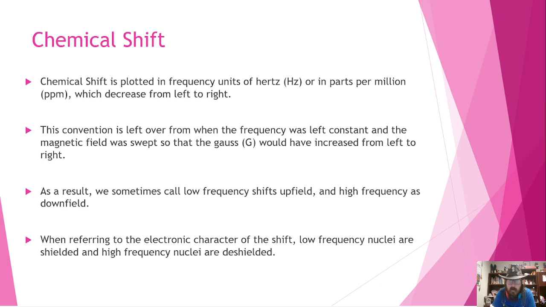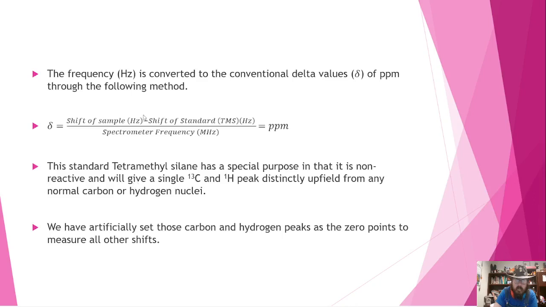When referring to electronic character, the shift: low frequency nuclei are shielded and high frequency nuclei are deshielded. Generally speaking, the frequency in hertz is converted to conventional delta values of ppm through the following method. We take the shift of our sample versus the shift of a standard, all divided by the frequency of our magnet. So we compare these to a standard and then measure that.